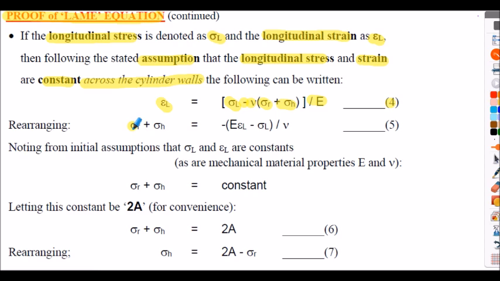If we rearrange the equation, sigma r plus sigma h can be shown to equal to negative E multiplied by epsilon L, strain in the L direction, minus the longitudinal stress, all divided by nu. It's equation 5. Our initial assumptions that the sigma L and epsilon L are constant, as are mechanical material properties, the E and the nu, then sigma r plus sigma h is equal to a constant. For convenience, we'll let that constant equal to 2a. So now sigma r plus sigma h is equal to 2a, or sigma h is equal to 2a minus sigma r, equation 7 here.